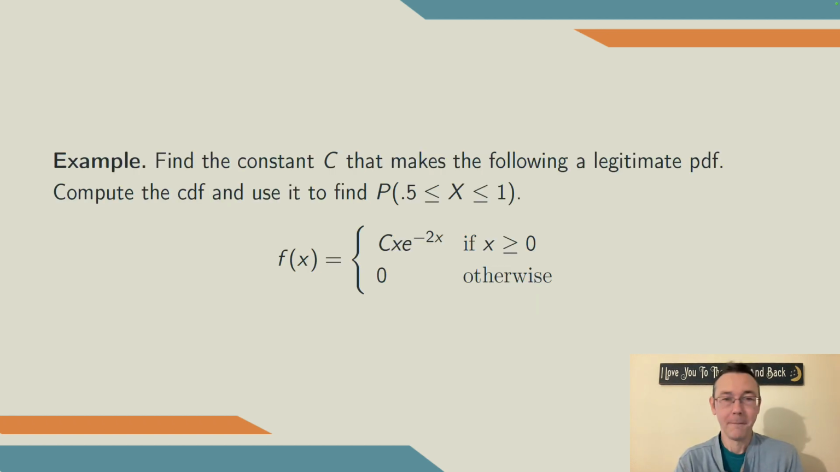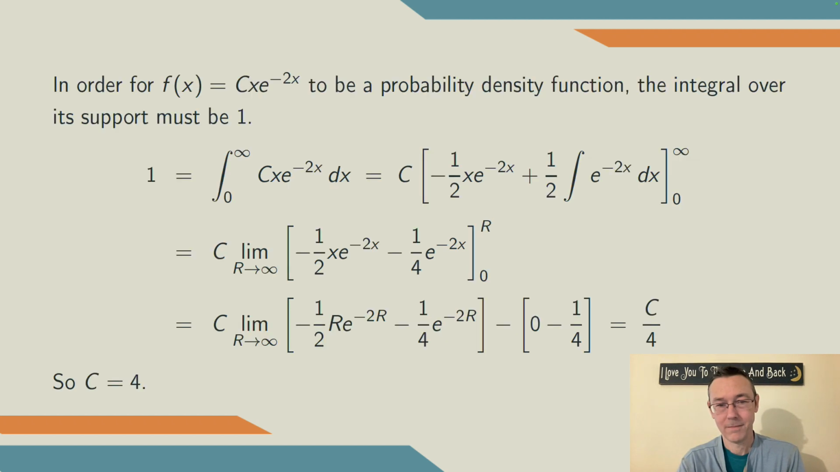One more example. Find the constant c that makes the following function a legitimate probability density function. Compute the CDF and use it to find the probability that x is between 0.5 and 1. So this is a good place to pause the video and work this out on your own before seeing my solution.